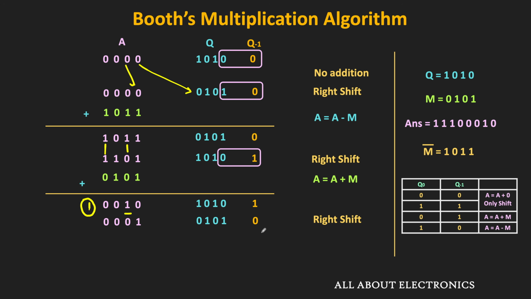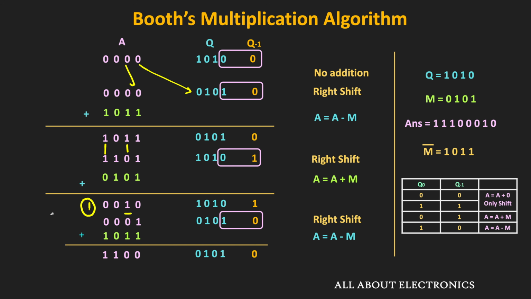So after this 3rd right shift operation, once again, this Q0 and the Q minus 1 bits will be checked. And now if you see, then that is equal to 10. That means once again, the A minus M will be performed. Or in other words, this M bar will be added with the current value of the A register. So after the addition if we see, then the value of the A will be equal to 1100.